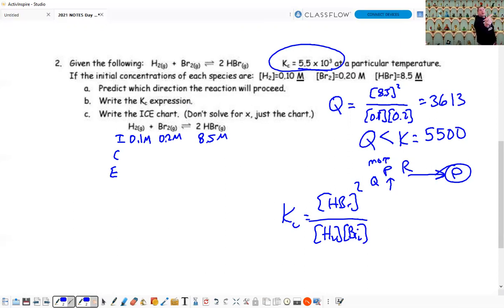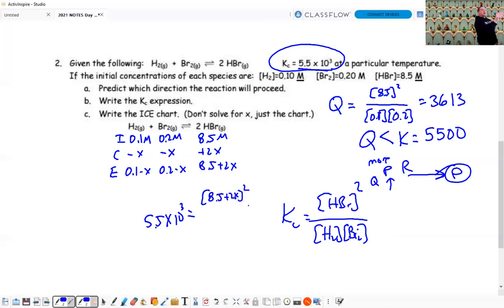And then the ice chart. What is our ice chart going to look like? Well, we now know that this thing goes from left to right. So this is minus x, and this is plus 2x. So you get 0.1 minus x, 0.2 minus x, and 8.5 plus 2x. Now, as I said, don't solve for x, because if I continue this on, we now have 5.5 times 10 to the third equals 8.5 plus 2x squared over 0.1 minus x times 0.2 minus x. So we'd have to FOIL that.